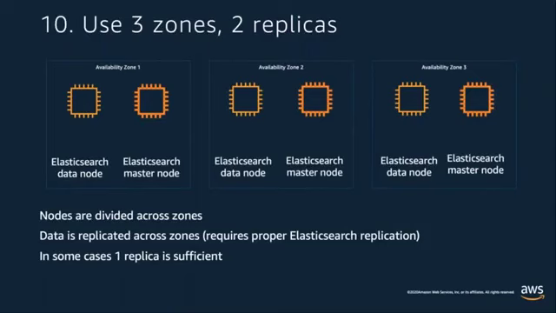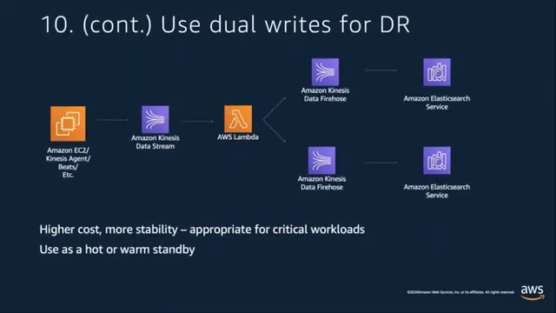If we're looking at a more DR kind of scenario and strategy, we don't currently have any kind of data replication in the service. So the strategy for building a hot or warm standby is to do a dual write. And depending on how you're ingesting your data into Elasticsearch Service, there are lots of different ways that you can intervene to split your data out.